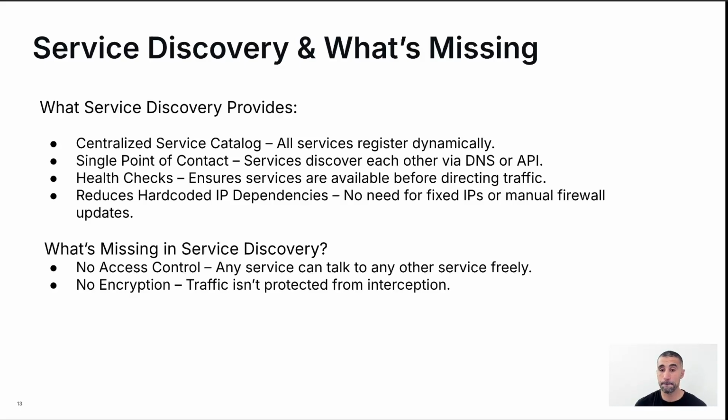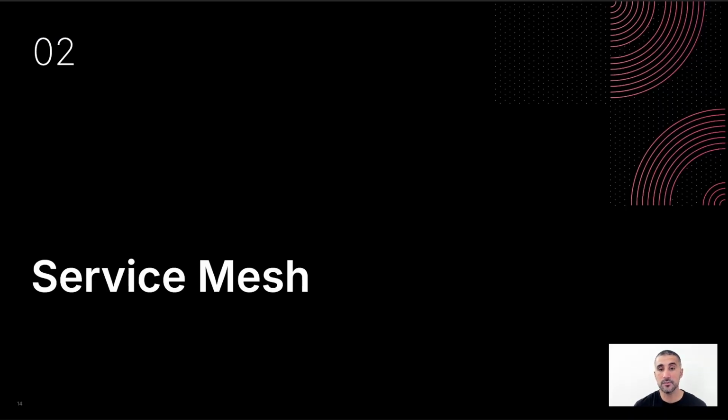And service mesh adds security by introducing intentions, which will be explained in the service mesh section, and mutual TLS for encryption and communication, and fine-grained policy to control who can talk to whom. So while service discovery helps with connectivity, service mesh ensures secure communication. Next, we will see how service mesh solves these security gaps.